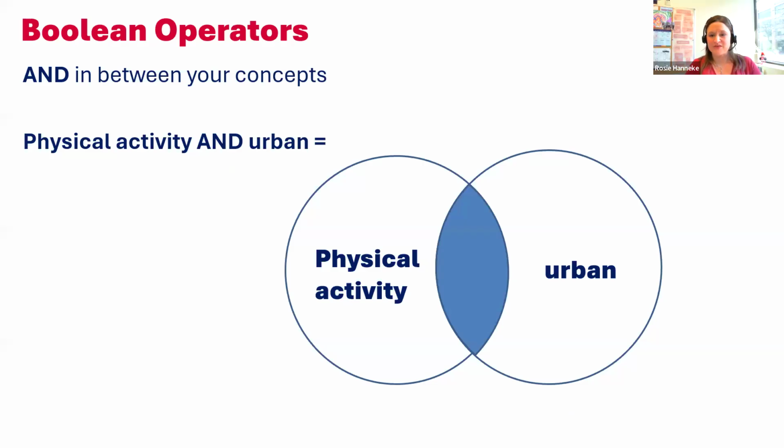The way we're going to make that happen is with Boolean operators. Boolean operators are the words and, or, and not. We're going to talk about not in a couple minutes. For now, let's talk about and and or. You put and in between each of your separate concepts. For example, in between the concept physical activity and urban, we want to tell the database that we only want articles that talk about both of those things. So we separate those search terms with and, so we only get the overlap.